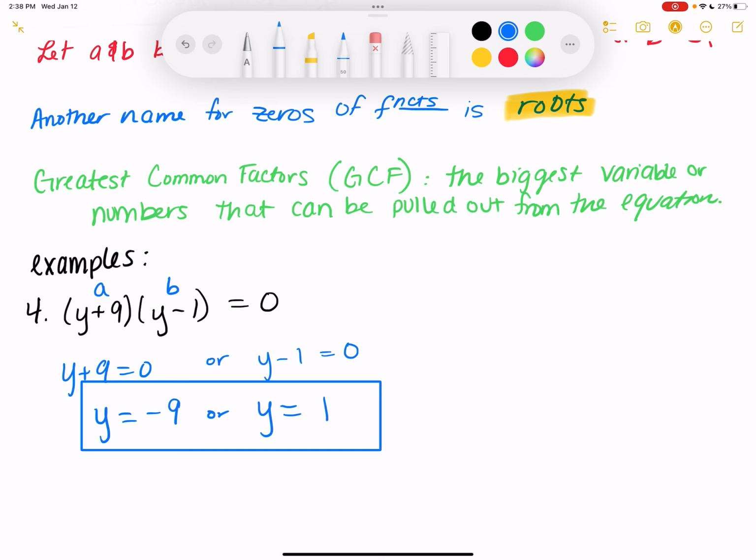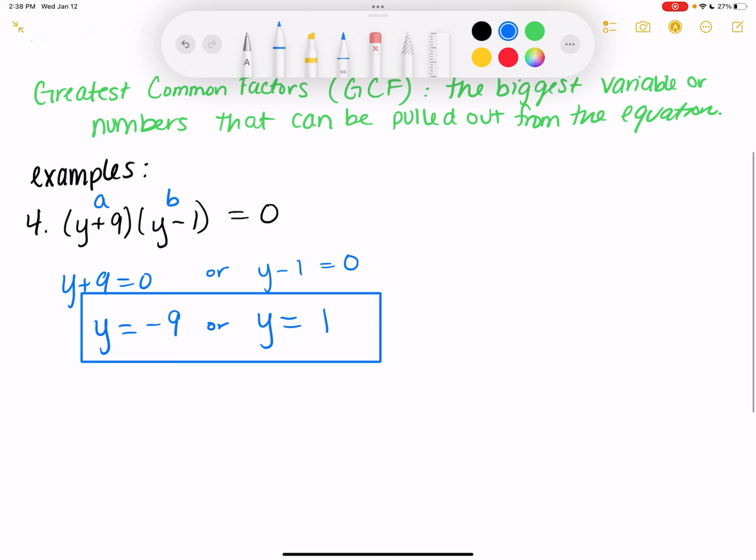You just set both pieces equal to 0 and then just solve for the variable. The most complex it's going to get is that there might be a number in front of the variable, and you just have to divide it at the end. So your answer may come out to be a fraction, but you're not going to have fractions otherwise.